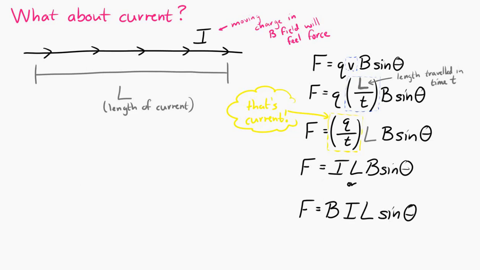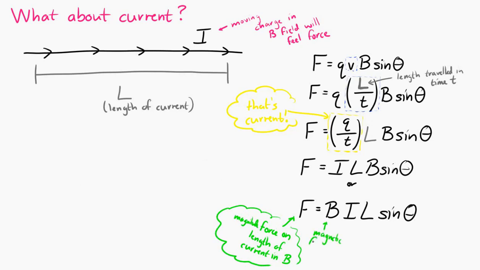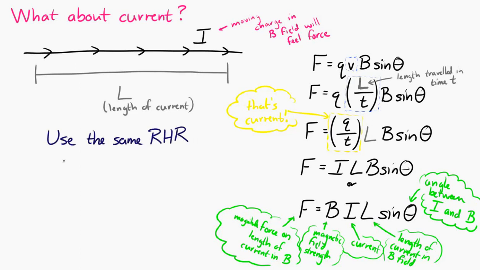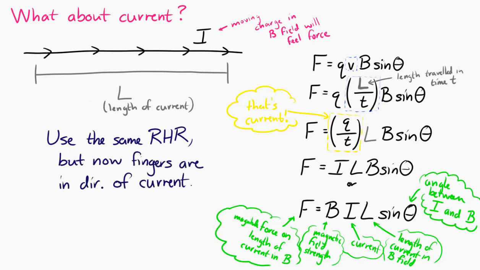Now, there's a little bit of hand-waving in there. I'm not going to go over all the details, but that's the general gist of it. So the force on a length of current in a magnetic field is equal to BIL sine theta, where B is the strength of the magnetic field, I is the current, L is the length of the current within the magnetic field, and theta is now the angle between the direction of the current and the direction of the magnetic field. To figure out the direction of the force, we'd use the exact same right-hand rule that we just used, except now, instead of pointing our fingers in the direction of the velocity, we point our fingers in the direction of the current.